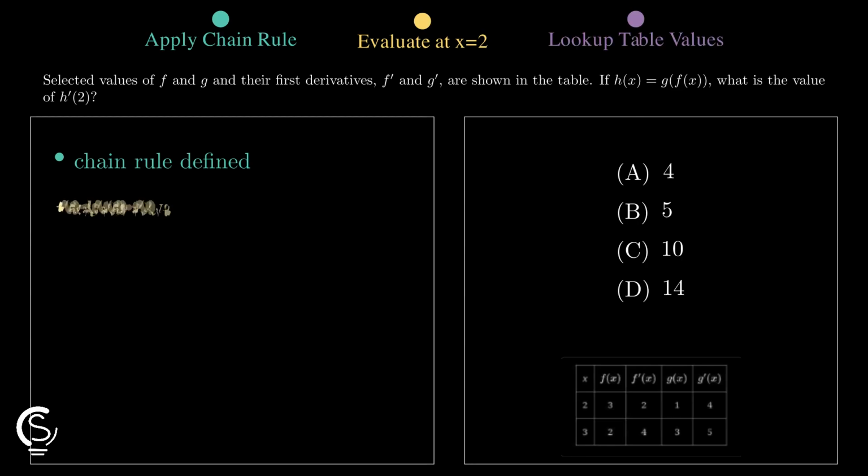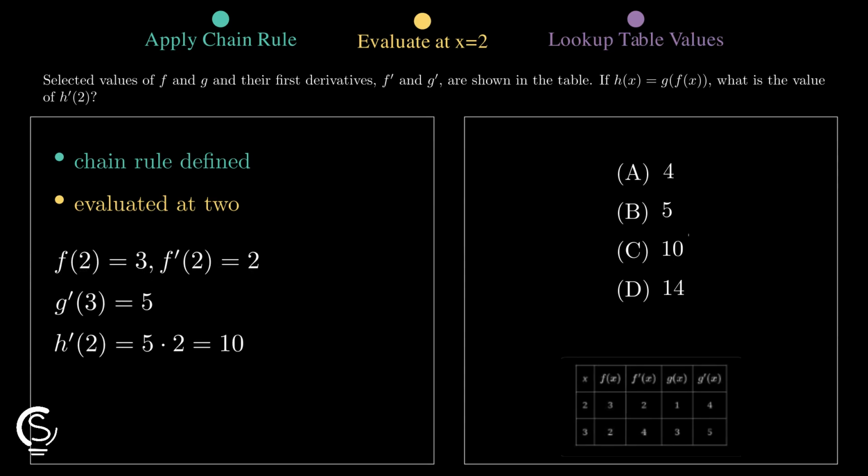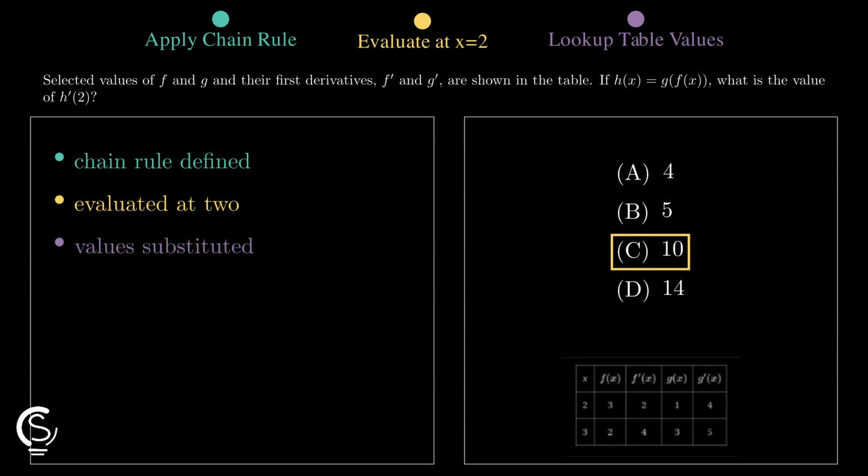Finally, look at the table for x = 2. We find f(2) is 3 and f'(2) is 2. Then g'(3) is 5.